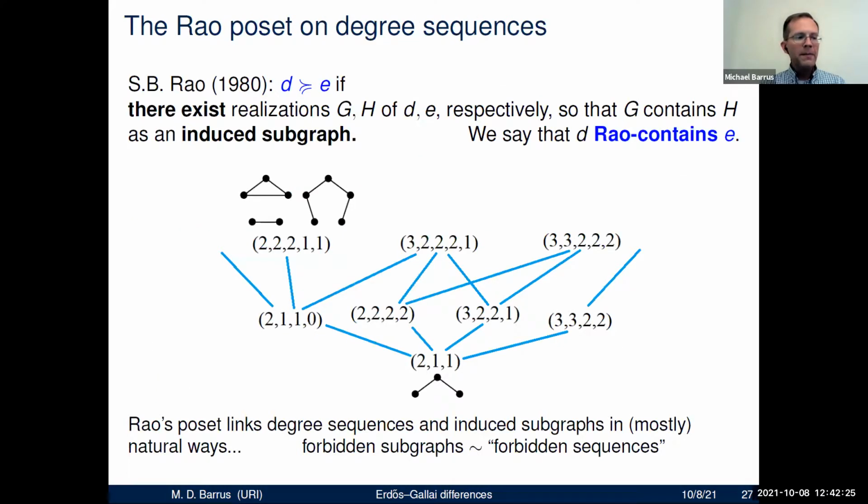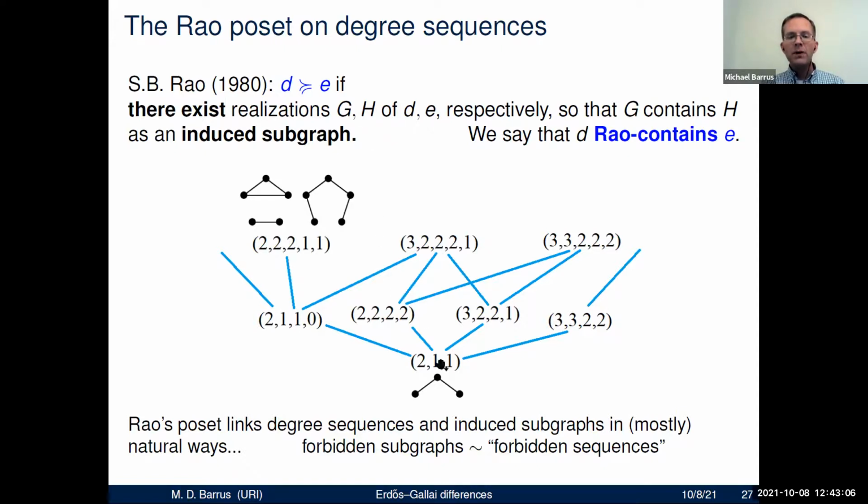To wrap up, I want to talk about one more degree sequence partial order. And this one is a little bit different in that whereas majorization required your degree sequences to have the same sum, the Rao order works to compare any two degree sequences, no matter what sum, no matter what length. So S. B. Rao in 1980 or so defined a partial order on degree sequences. We'll say that D Rao contains E, and these are degree sequences, if D and E have realizations G and H, where G contains H as an induced subgraph.